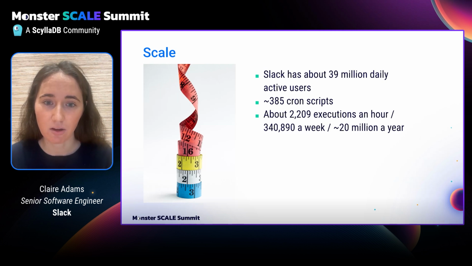Our scale is about 385 cron scripts, and these scripts run about 2,000 times an hour, which equals out to about 20 million times a year. So tons of executions, really high scale, and we really need to make sure these scripts can run without issues.